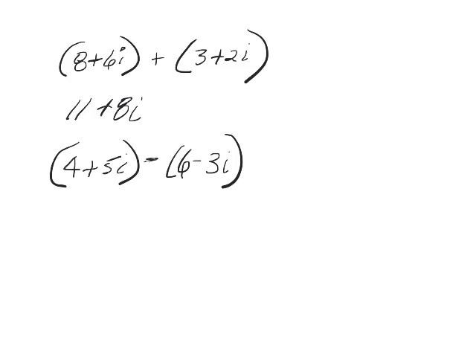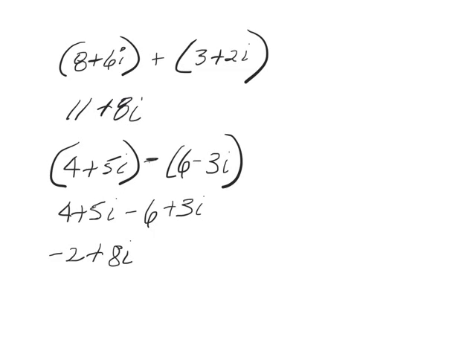Same thing with subtraction, 4 plus 5i, and then let's say we're subtracting 6 minus 3i. When we have a minus sign, I always like to take the parentheses off first just to make sure I distribute that minus sign, and then I can go 4 minus 6 is negative 2 plus 8i, and I'm done. Now remember, keep it in that form because you want to keep it in a plus bi.